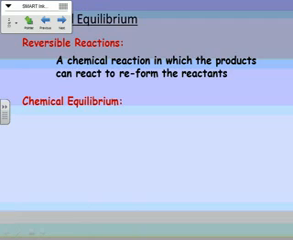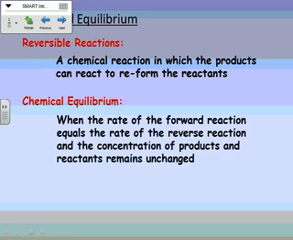Reversible reaction. That's a chemical reaction where the products can react to reform the reactants. Basically it's just a reaction where it's happening forward and it's happening backwards at the same time. It can go in both directions, and you'll see plenty of examples of this in the next couple of days.